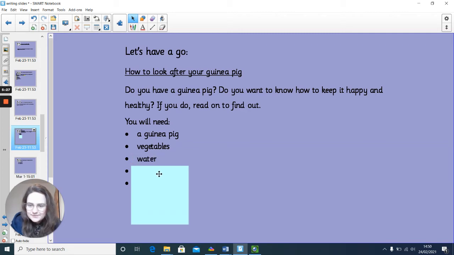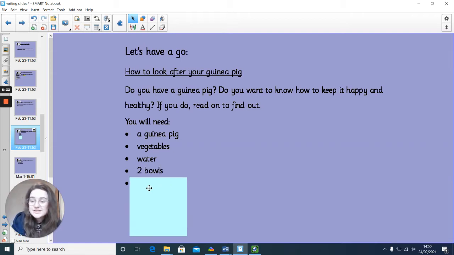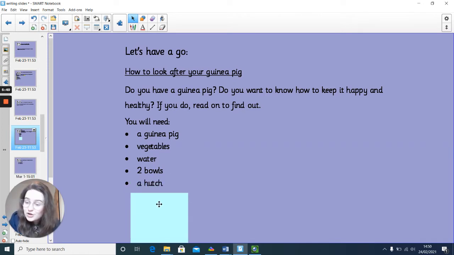What else will you need? Some water. We said that one, didn't we? 2 bowls. Brilliant. I think one will be for food and one will be for water probably. And a hutch. So they're all the things that we will need to look after our guinea pig. You will need a guinea pig, vegetables, water, 2 bowls, a hutch. Super.